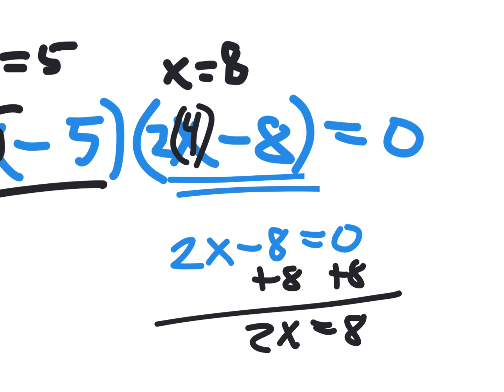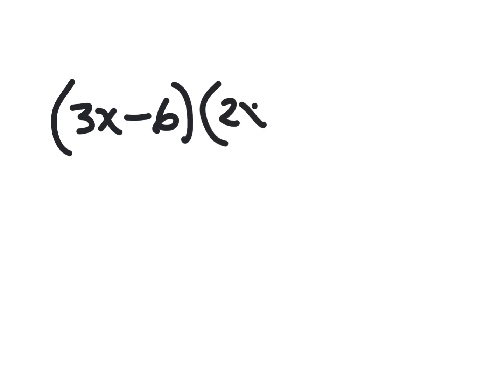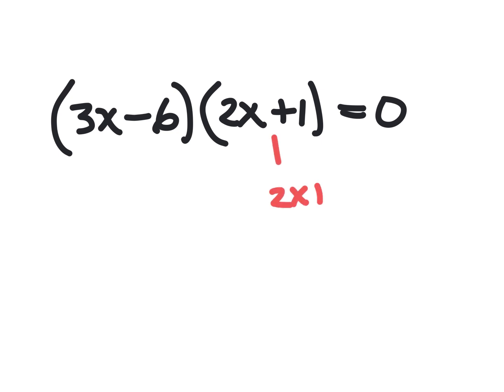So here is the hardest kind like that. Everybody copy this down. 3x minus 6 and 2x plus 1 equals 0. Not so easy to just go, oh, I know the answers are like negative 1 and 3 or something like that. It's not that easy this time. So what you do is you make an equation. 2x plus 1, I want it to be 0. And this one, 3x minus 6, I want it to equal 0.